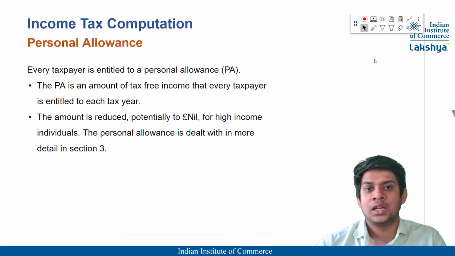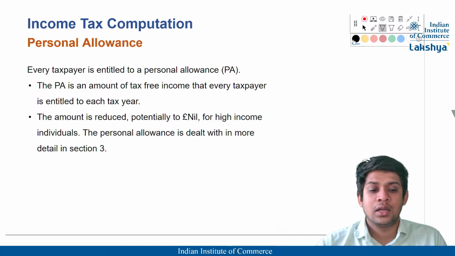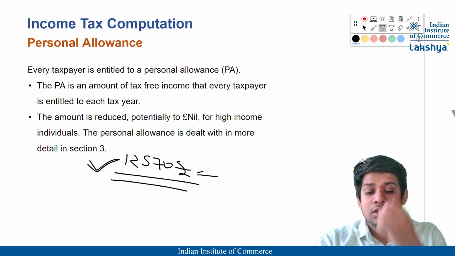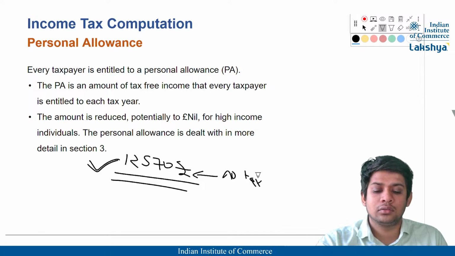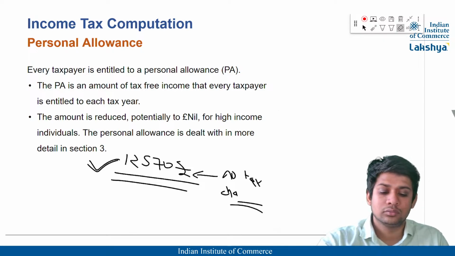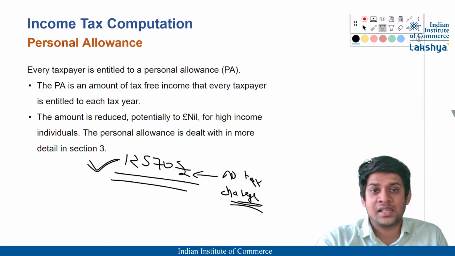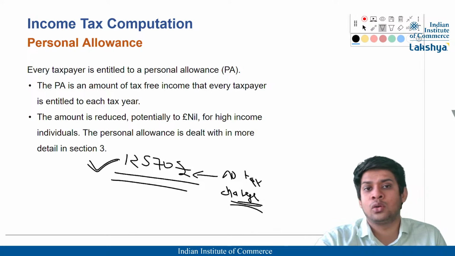Okay, now we jump to personal allowance. What is personal allowance, guys? Let us understand. Every individual in the UK who's earning up to 12,570 pounds, if he's a resident of the UK and his overseas income and UK income in total is 12,570 pounds or less, then no tax charge will be there. Because obviously his annual income is just 12,570 pounds or maybe less than that. He's earning already so low, right?